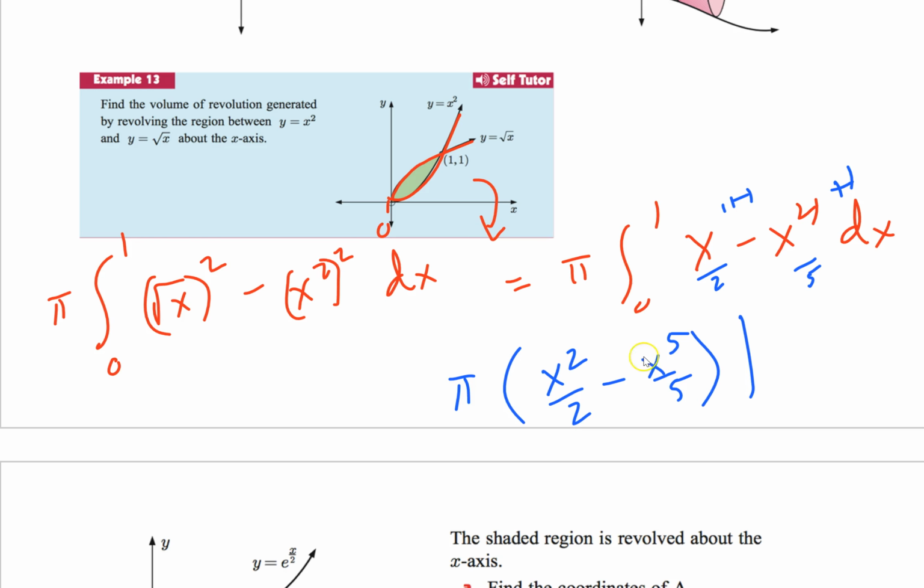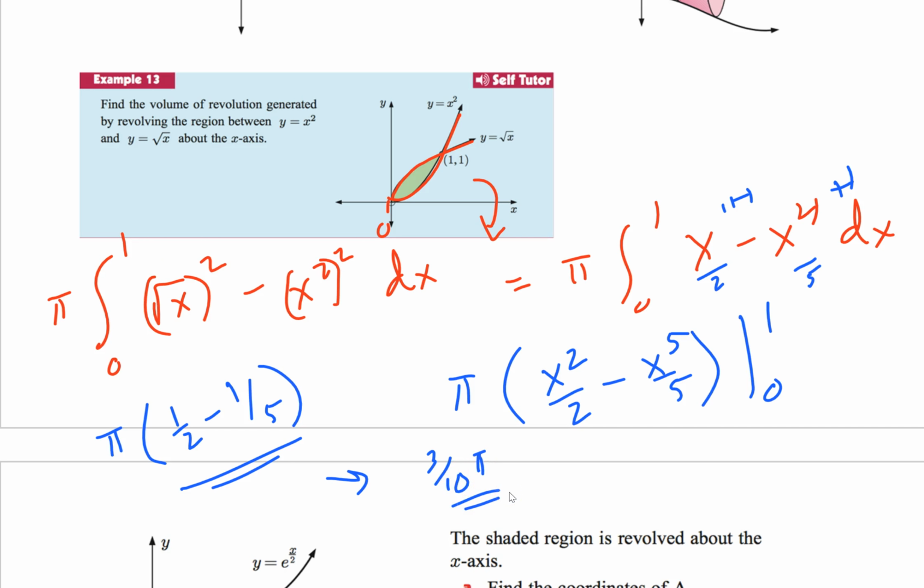Now again, it's a definite integral, so from 0 to 1. Now plug it all in, and you're going to get pi times 1/2 minus 1/5, and then whatever that turns out to be. Common denominator 10, 5 minus 2, 3/10 pi, if you do it correctly. Right, but I care more about the idea. The rest of it's just arithmetic, right? The idea is top minus bottom, just like you do area. Top equation minus bottom equation, but then apply the volume idea to it. Square it and then times it by pi.